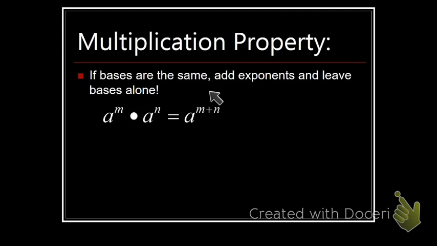So let's write down the multiplication property. If bases are the same, add exponents and leave the base alone. So a to the m power times, write this down, Austin, a to the n power equals a to the m plus n. Connor, still take notes, bud. We're just going to add exponents. You can add more and more little numbers if you have the same base and you're multiplying.